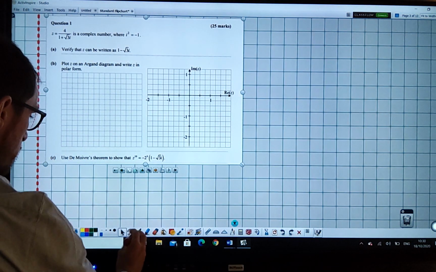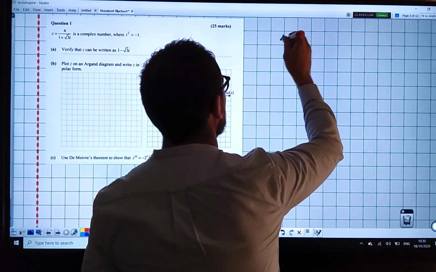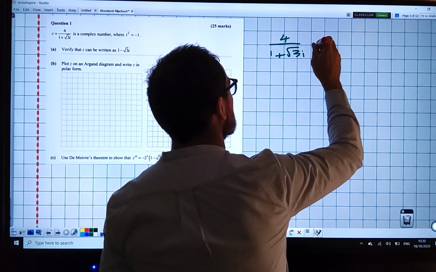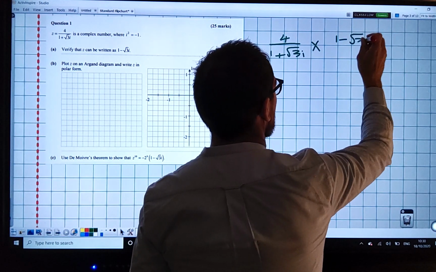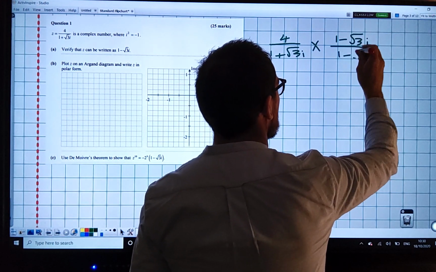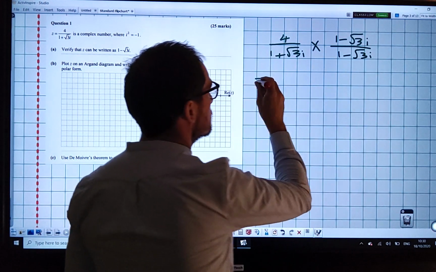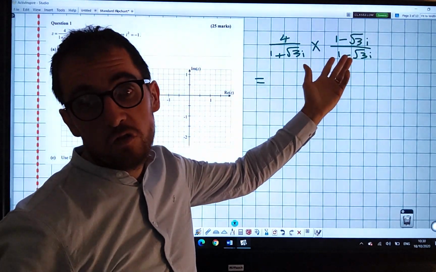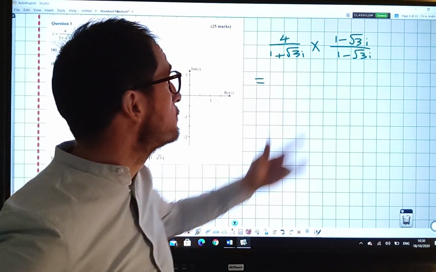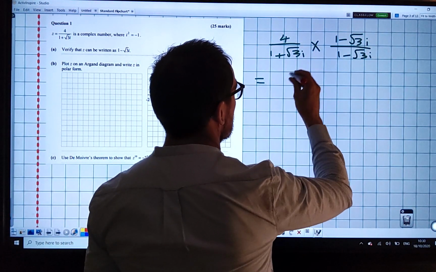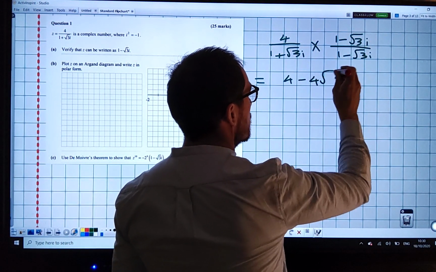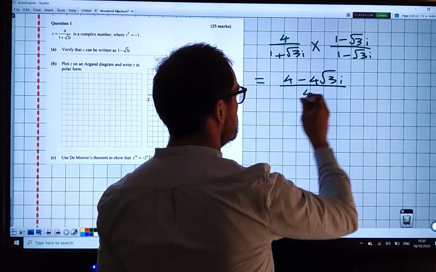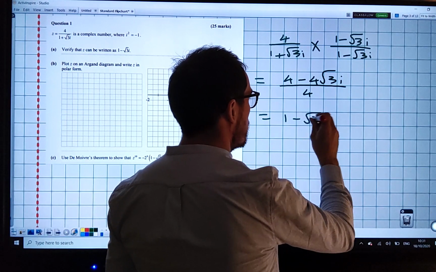So we'll start here like this. You've got 4 over 1 plus root 3i times 1 minus root 3i. And like I said, because at the bottom you're going to have 1 squared, and root 3 squared, which is 3, so it's going to be 4 on the bottom. At the top then you're going to have 4 minus 4 root 3i. At the bottom, when you multiply them out, you get 4. So that's equal to 1 minus root 3i.